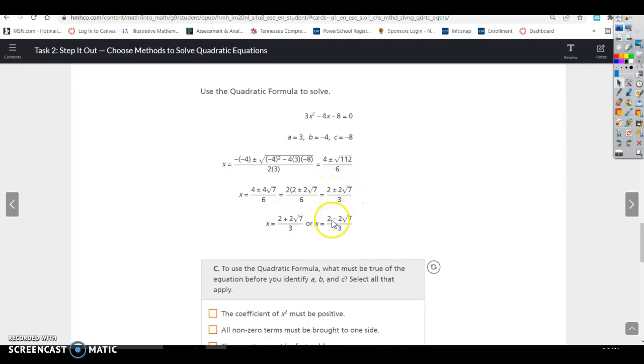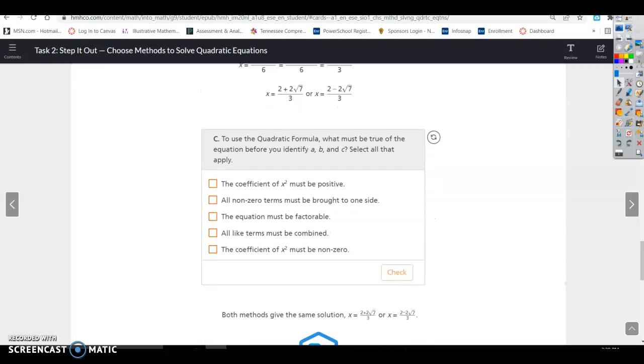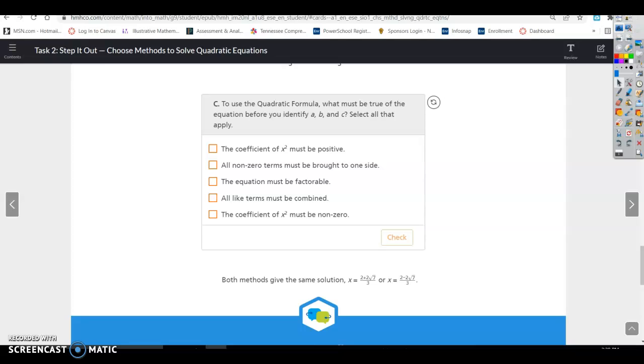Or you can write it as 2 separate answers: 2 plus 2 square roots of 7 over 3, or 2 minus 2 square roots of 7 over 3. So this represents your 2 solutions. Either way that you write it would be fine. So in my opinion, the quadratic formula in that case was a little bit shorter.